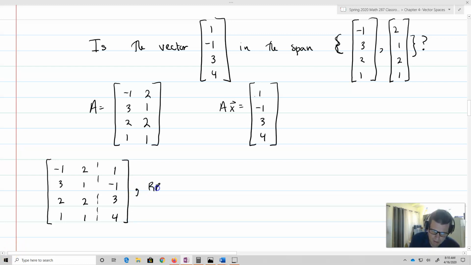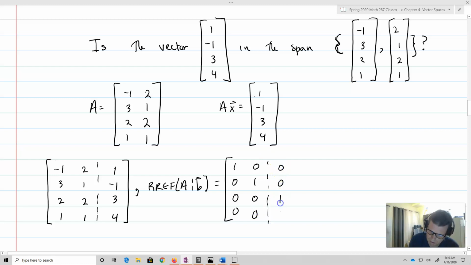The REF of A augment B is going to end up equaling 1, 0, 0, 0, 0, 1, 0, 0, 0, 0, 1, 0. This system is inconsistent. So there is no solution to AX equals B.